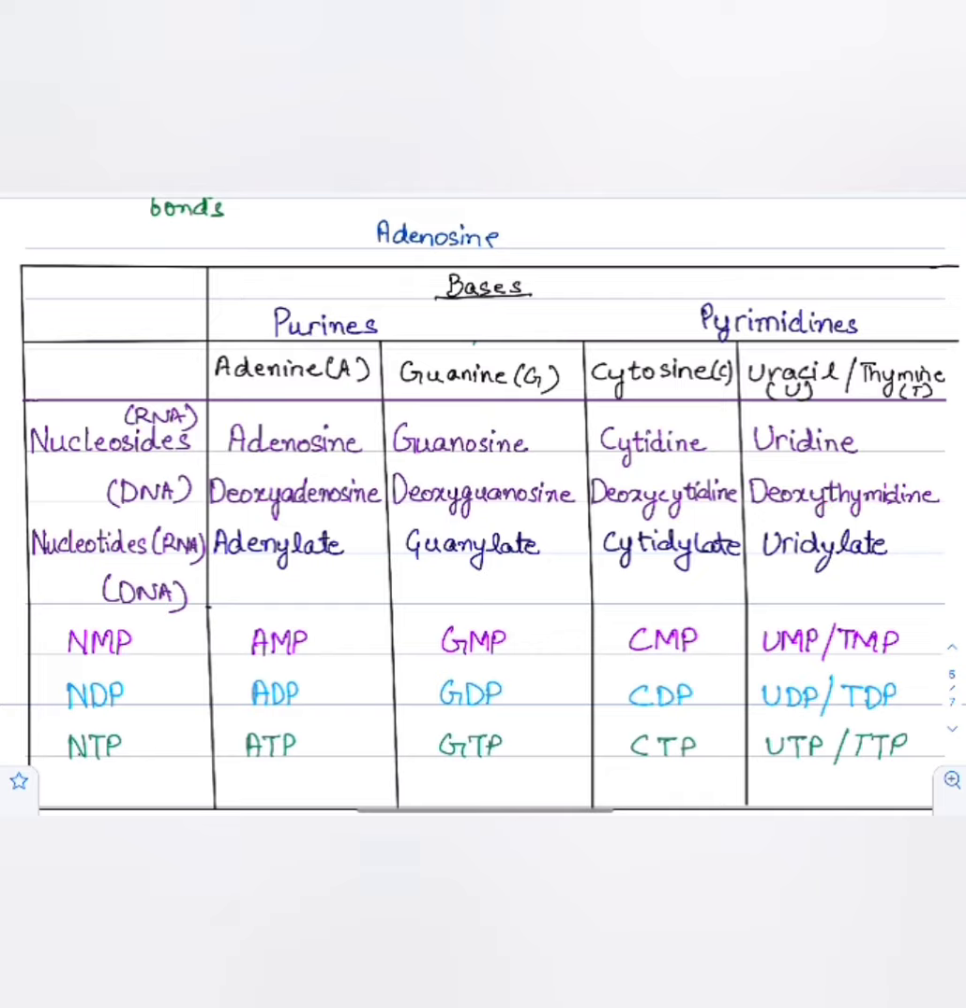Nucleotides in RNA are called adenylate, guanylate, cytidylate and uridylate. Whereas nucleotides in DNA are called deoxythymidylate because they are deoxy bases. So thymidylate is actually deoxythymidylate. And we have deoxyadenylate. So we also call it D-adenylate, D-guanylate and D-cytidylate.